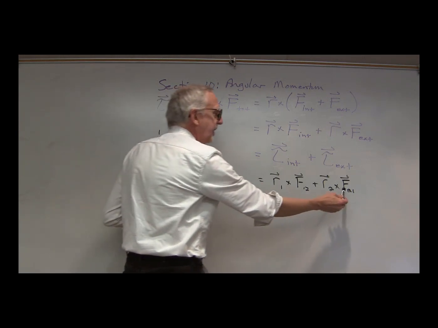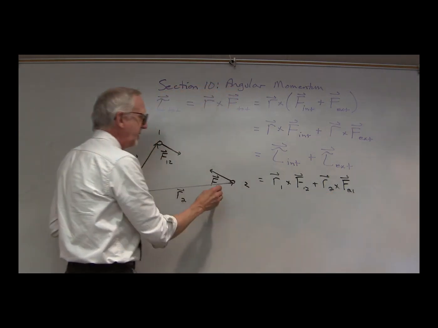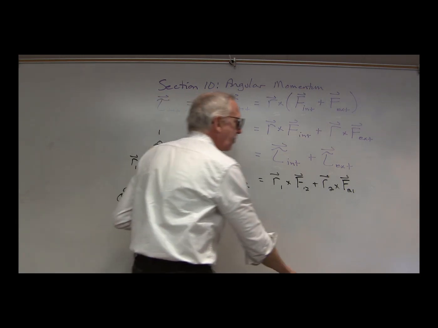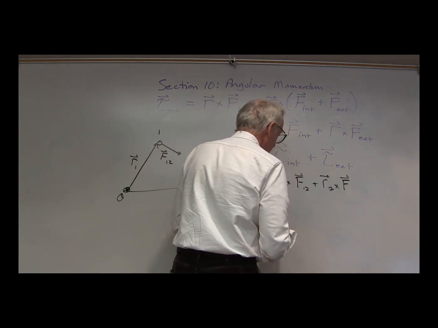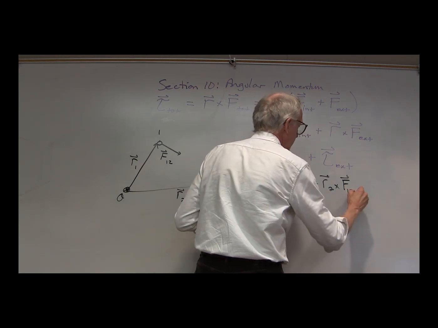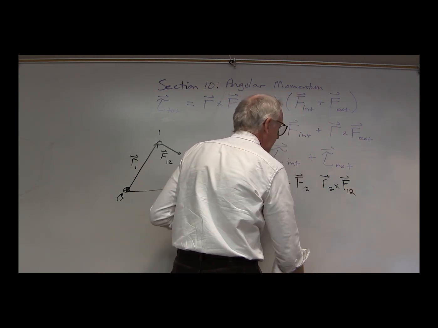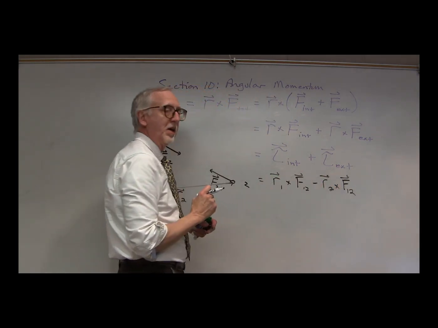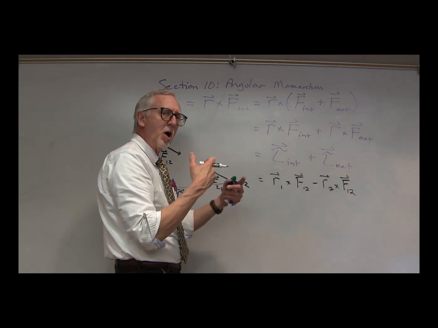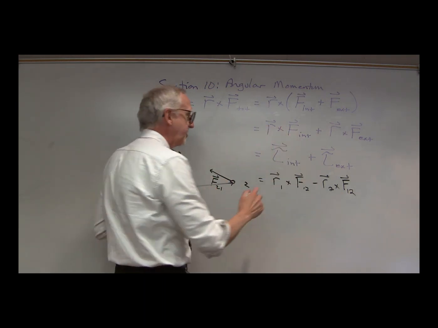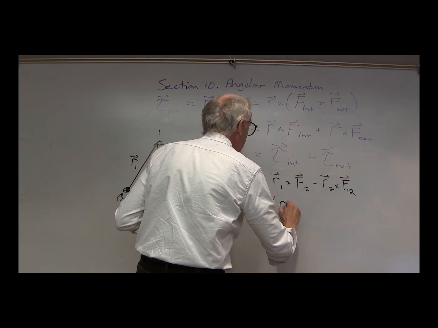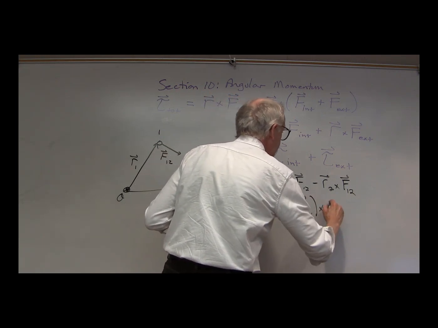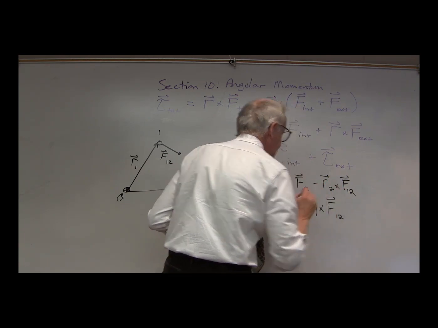Now, let's change F21 into a negative F12 because we know they are equal and opposite. I'm going to change this to F12 and make this a negative. Okay? Now, we've got the same force here, so rather than the distributive law where we're separating things, we're going to factor this out. So this will be R1 minus R2 crossed into F12.